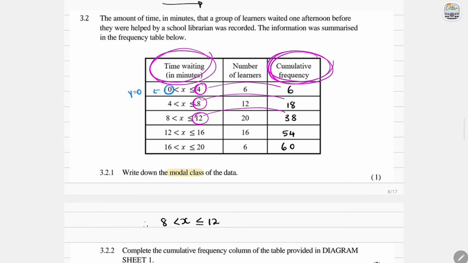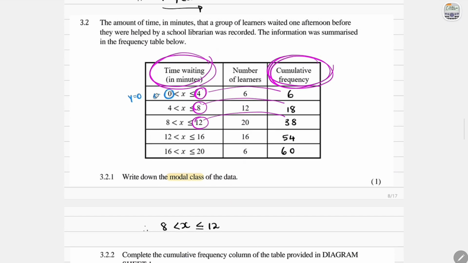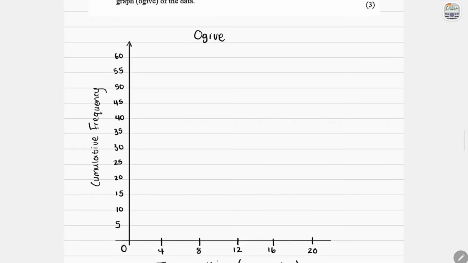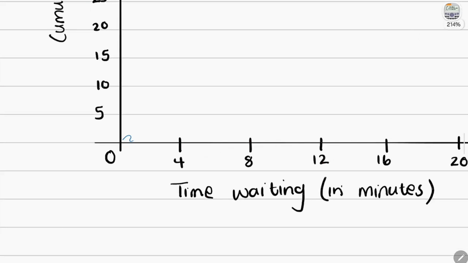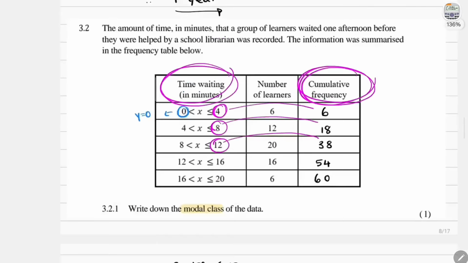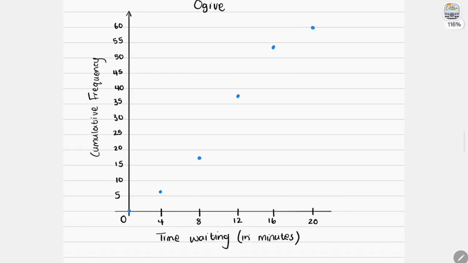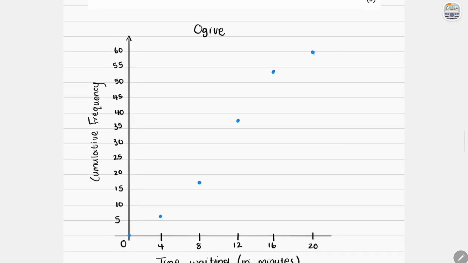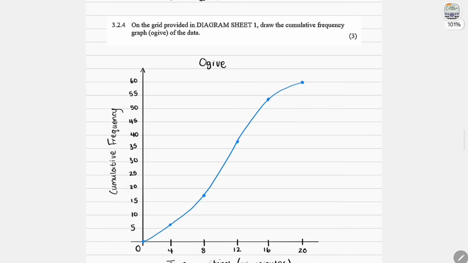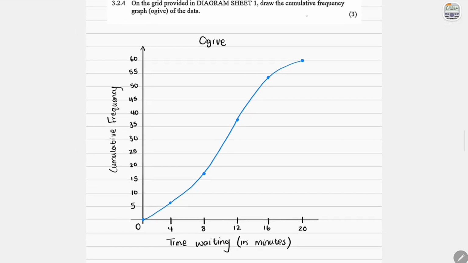Plotting down, we're going to go 0 and 0, clearly, and then 4 and 6, so that's just a bit above 5. Make sure to plot the other ones as accurately as you can. Roundabout like this, and then you're just going to join it. It's going to be a curve, so it's going to touch all the points and then go down like that. And that is our ogive. Moving on to the next question.